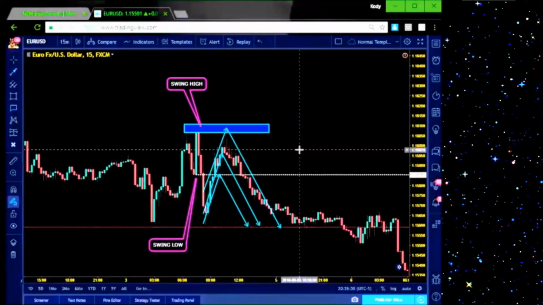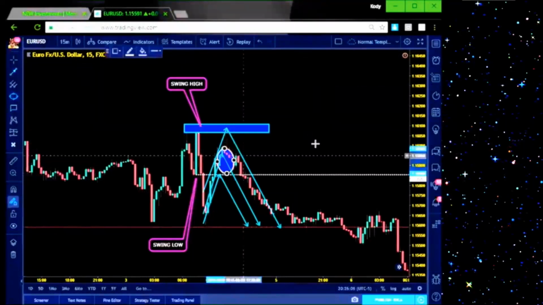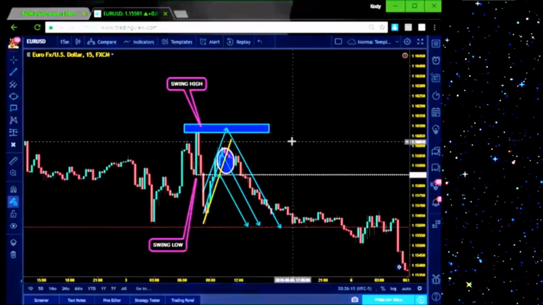What's the problem, guys? It doesn't matter where in here you decided to hop in the sell. Make your life easier. Throw a trend line on. When it breaks, hop in.